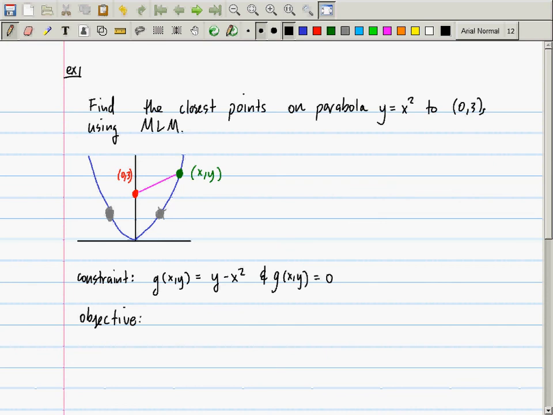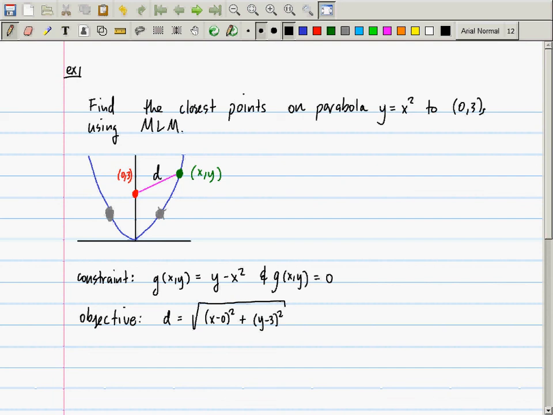So then I'll keep with the strategy of calling this f of x and y, but first, let's compute the distance, right? So then the distance, I'll just call it d. I'll call this thing d. So how do you compute the distance between two points? With the distance formula, good, okay. So then this will be the square root of (x minus 0) squared plus (y minus 3) squared.